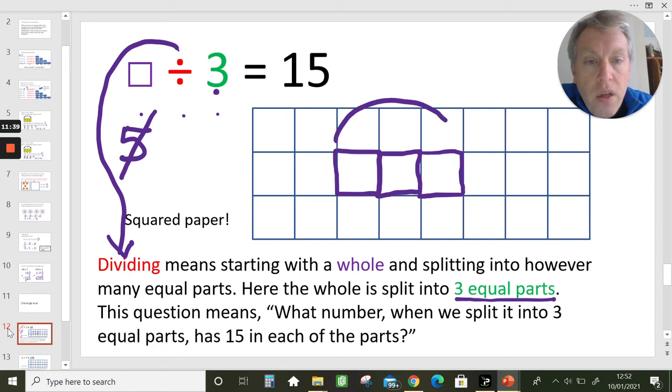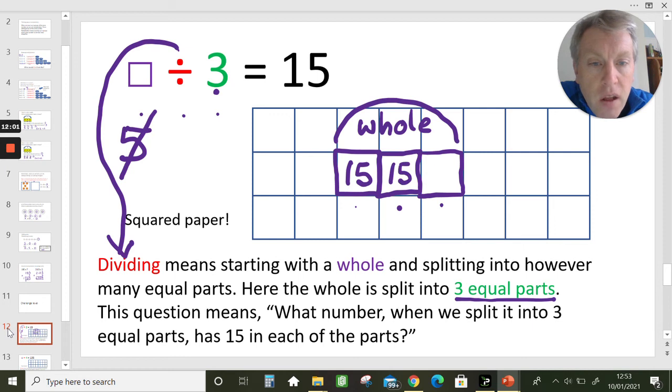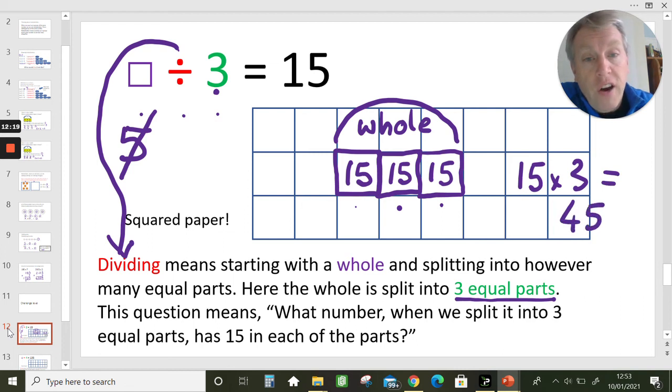So the whole number is split into 3 parts. 1, 2, 3 parts. And it's 15 in each part. The whole amount, we're going to be able to work it out by doing 15 times 3, because it's 3 15s. 15 times 3, when we work that out, is 45. So our whole amount is 45, and our missing number here is 45. Okay, we'll do one more, and then I'll show you your work.